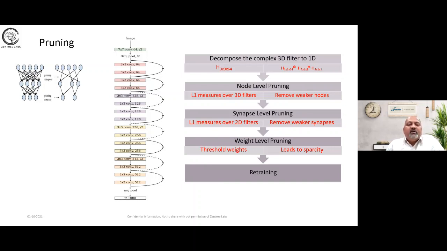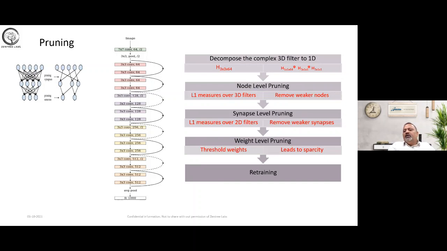And the third one is synapse level pruning. Suppose every 3D filter can be viewed as a stack of 2D filters, and the outputs of each 2D filter are all added up to produce the output of a 3D filter. If the 2D filters at the same synapse level in all the 3D filters in a given layer are weak, we can kill them at once. That leads to killing the synapse coming from the previous layer. We'll look into those details.